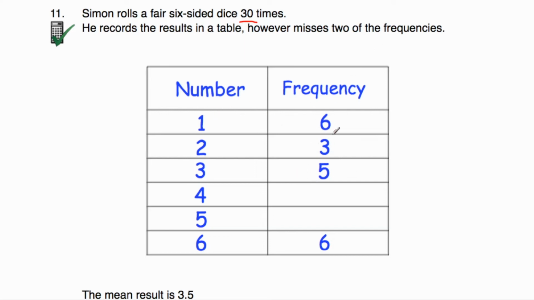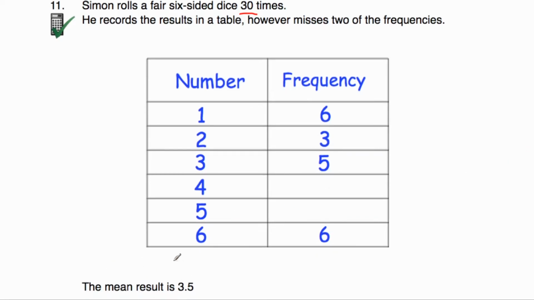We've got 6 number 1s, 3 number 2s, 5 number 3s. We don't know the frequency for the number 4s or 5s, and we know he gets 6 number 6s. But we're told the mean result is 3.5, and that's really useful because if we know what the mean is and we know how many times he rolled the dice, if we multiply those together, the 3.5 by the 30, that would give us the grand total. So in other words, whenever he adds up all the scores, what score that would be.